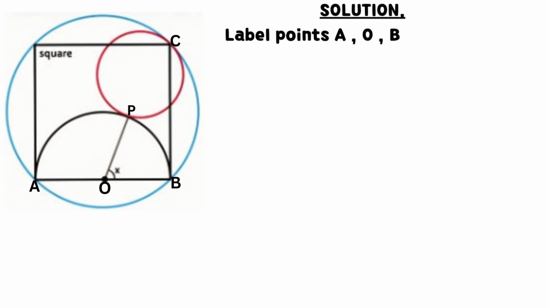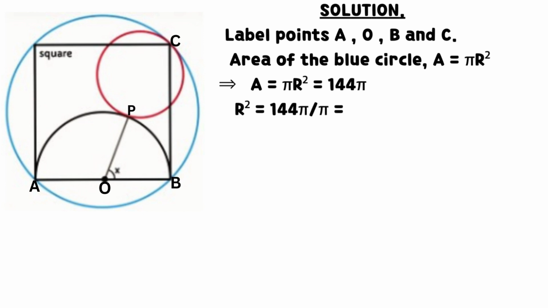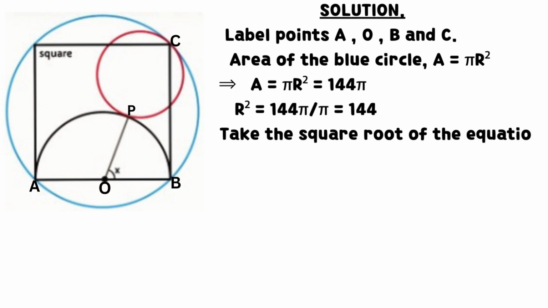Solution. Label points A, O, B and C. Area of the blue circle: A equals the product of pi and the square of r, where r is the radius of the blue larger circle. This implies that A equals 144 times pi. Make the square of r the subject of the formula. The square of r equals 144 times pi divided by pi, which equals 144. Take the square root of the equation. R equals 12.